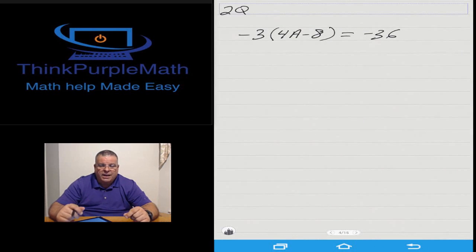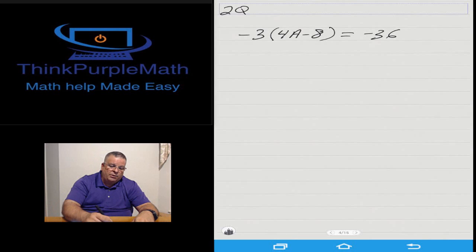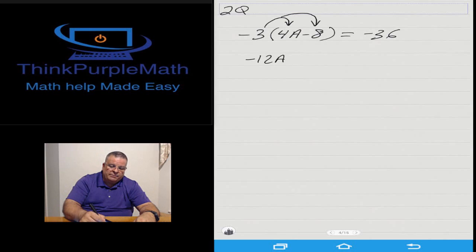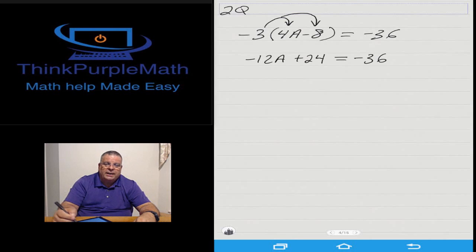You could technically divide everything by negative 3 here, and that's a step and that's an option that I'll show some of my regular students in class, but for this demonstration we're going to follow the regular protocol. That is, we're going to follow the distributive property. Negative 12a, negative 3 times 4 is negative 12. Negative 3 times negative 8 is positive 24. And bring down your negative 36 as we go.